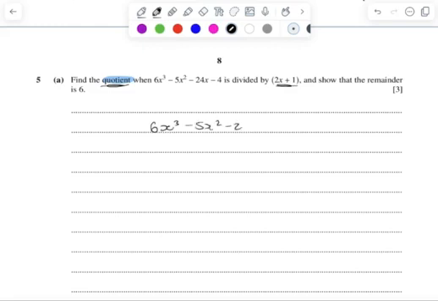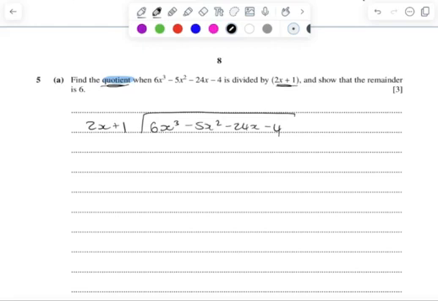Okay, minus 24x minus 4. So what I'm looking out for here is, do I need any placeholders? It doesn't look like it. Always make sure that you do have x cubed, x squared, x to the 1, x to the 0. Now we're just going to do polynomial division.